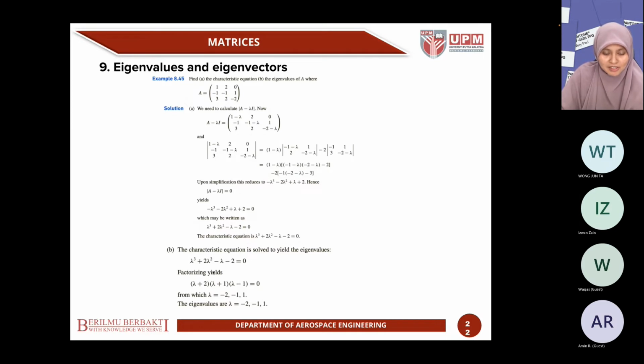So factorize this equation. You can get lambda plus 2, lambda plus 1, and lambda minus 1. We factorize this third degree equation. So you get lambda equals minus 2, minus 1, and 1. So the eigenvalues are these. The answer is minus 2, minus 1, and 1 for this 3 times 3 matrix.